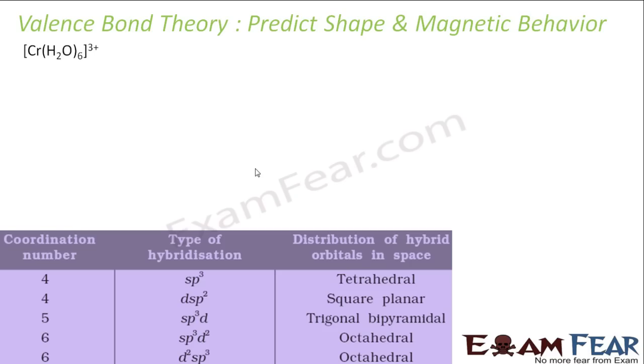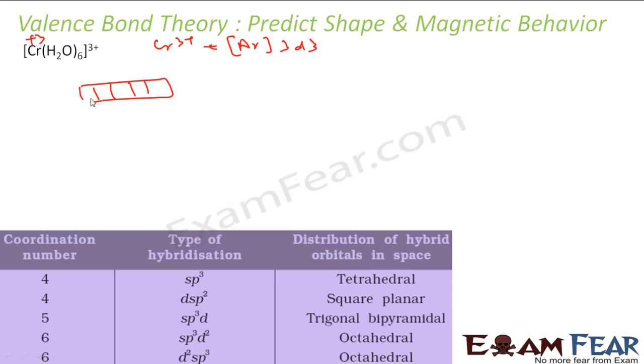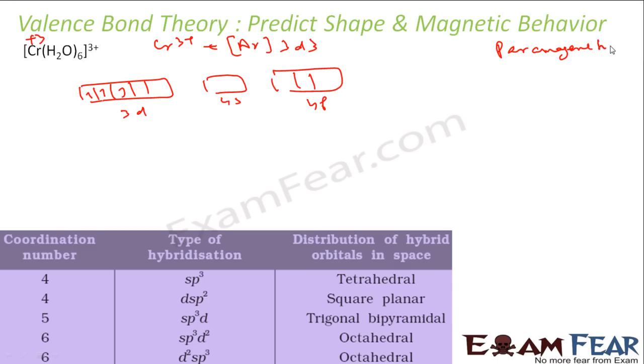So let's try the other one, Cr(H2O)6 3+. Here chromium 3+ is the oxidation state, and Cr3+ is argon 3d3. If you draw the shape: 1, 2, 3 in 3d, then you have 4s, then 4p. Now it is seen experimentally that this is paramagnetic. That means pairing will not happen. In valence bond theory we are relying a little on experimental data, but we will see the next theory, which doesn't need experimental data.